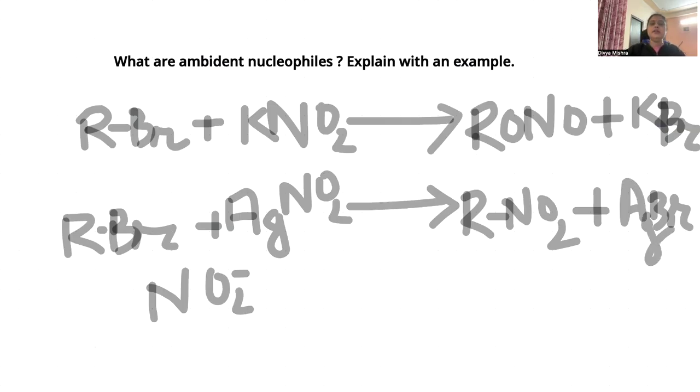So you can see how this nitrite ion has two different types of attacking sites. One is nitrogen, the second one is oxygen. When oxygen is acting as the attacking site, the product is alkyl nitrite, right? And when the nitrogen atom is the attacking site, the product is nitroalkane. Similarly, let us discuss one more example. There are many examples, but let us discuss one more.